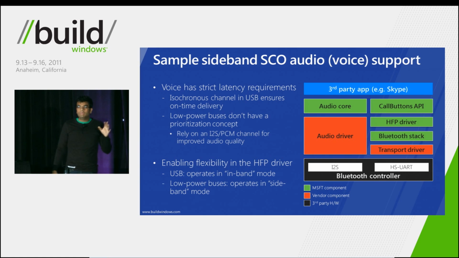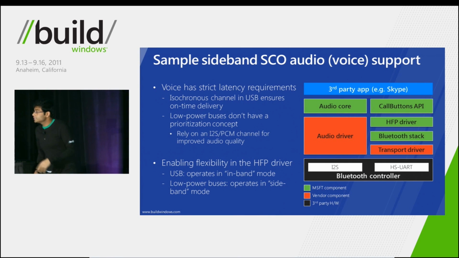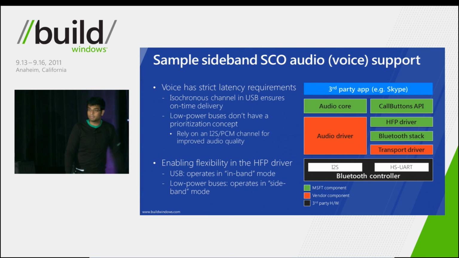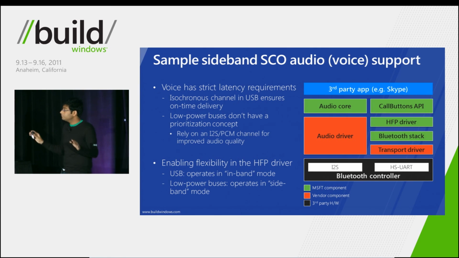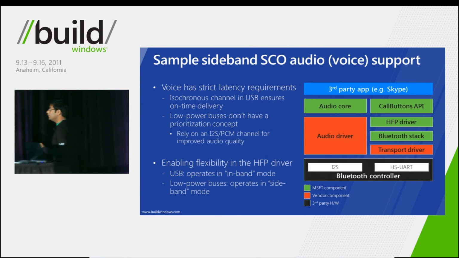Now, we want our app developers to be able to build those higher layer experiences and not really need to worry about these underlying complexities. So our HFP driver automatically goes into this quote-unquote in-band mode for USB, because remember, USB doesn't really need this concept of alternate I2S. And when it detects that there is a low-power bus, let's say it's a UART-based controller, it'll switch into this sideband mode. It's completely agnostic to our app developers, so you can still focus on those higher layer scenarios.